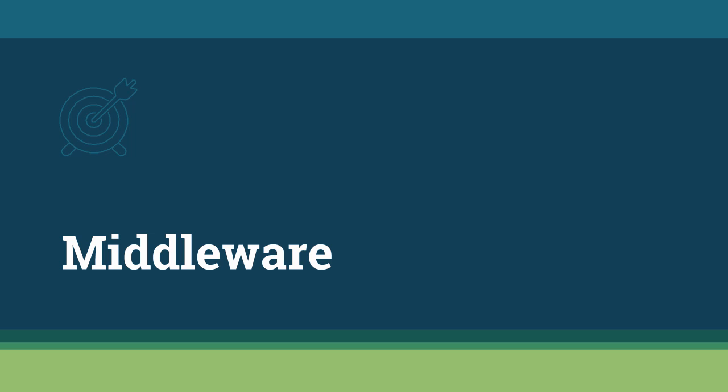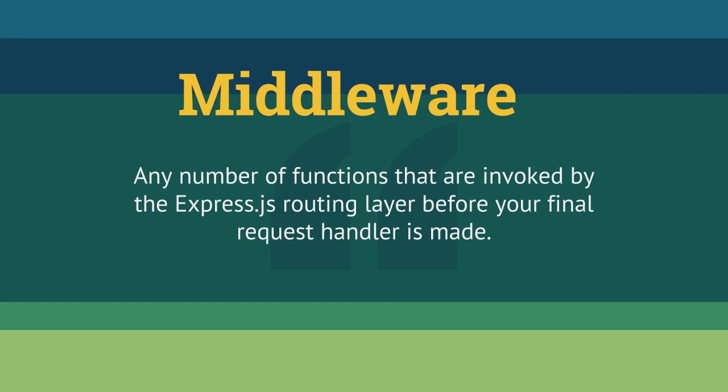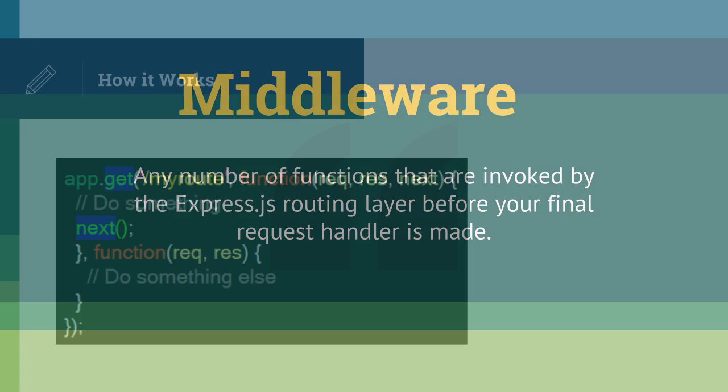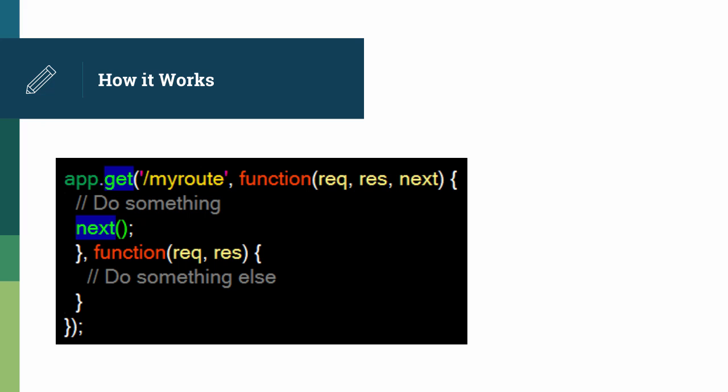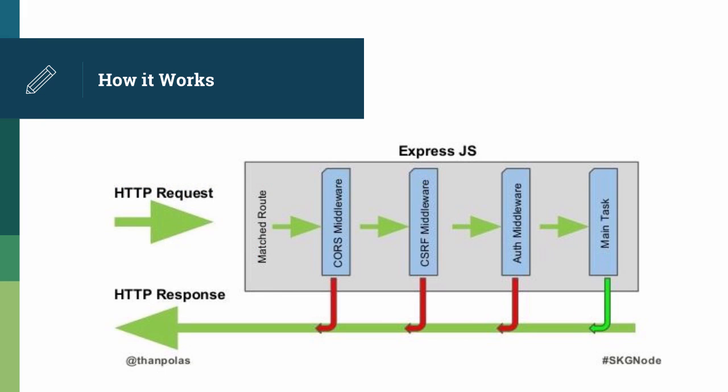In this video, we'll go into greater detail of what middleware really means and provide some examples. We can define middleware as any number of functions that are invoked by the Express.js routing layer before your final request handler is made. So essentially we're saying that on our defined route, do something first, then pass it along to the next function. Each time we will use the request and response objects of the HTTP cycle in order to alter, end, or pass to the next whatever it is that we're handling.